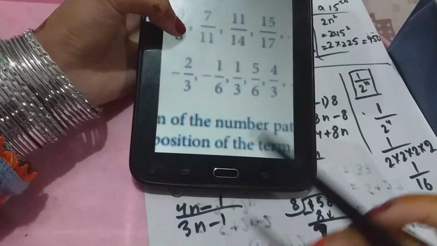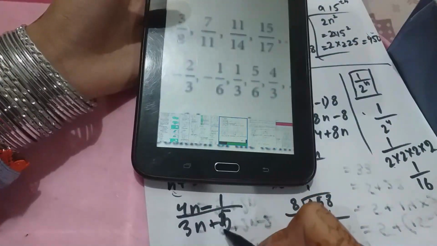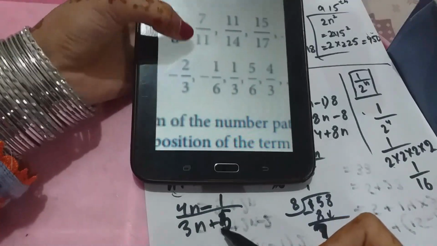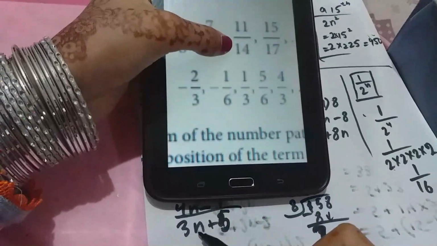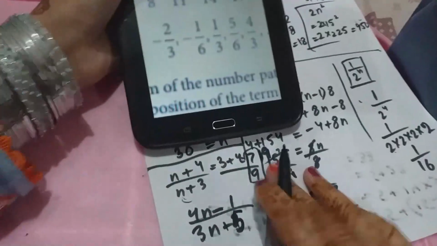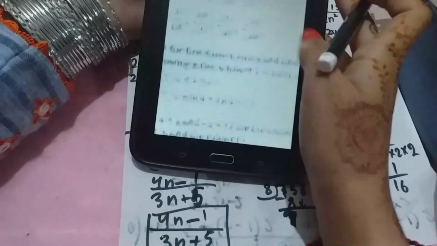Instead of subtracting 1, if we add something, wait, 3 2s are 6, 7, 8, 9, 10, 11. We have to add 5 to it. If we add 5 to it, so 3 2s are 6, 6 plus 5, 11. We are correct here. 3 3s are 9, 9 plus 5, 14. We are correct here too. So we are correct.